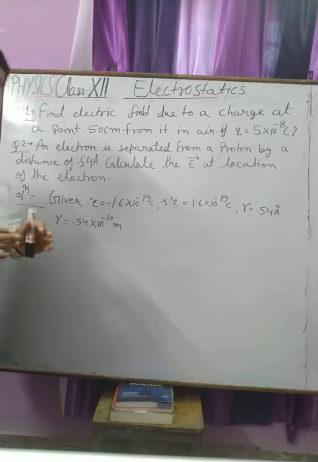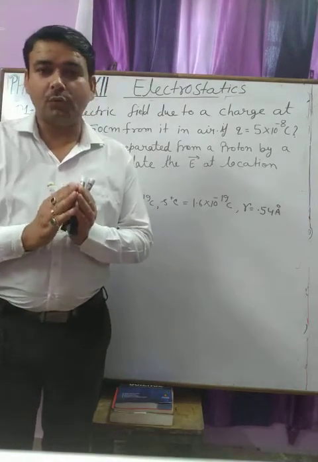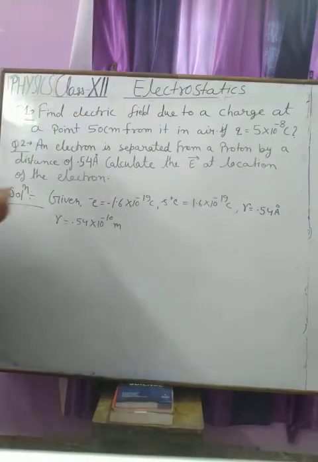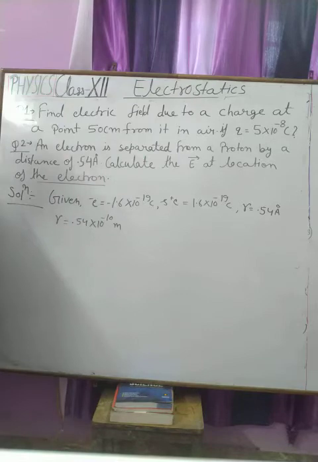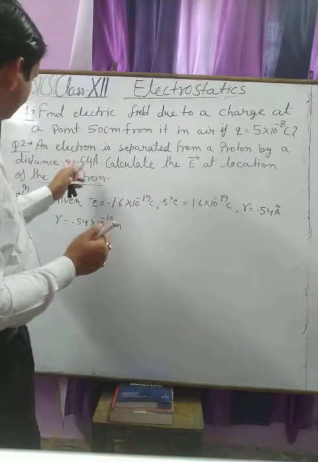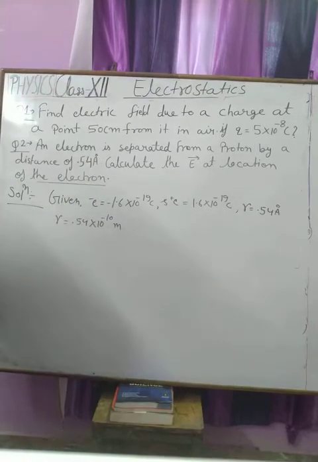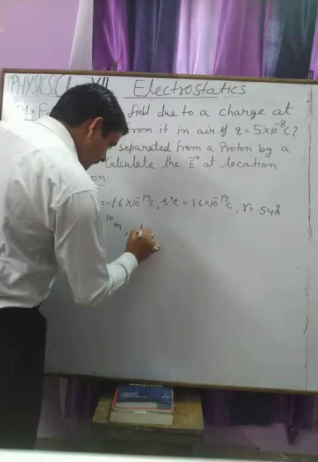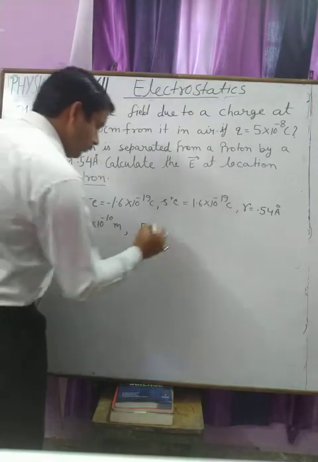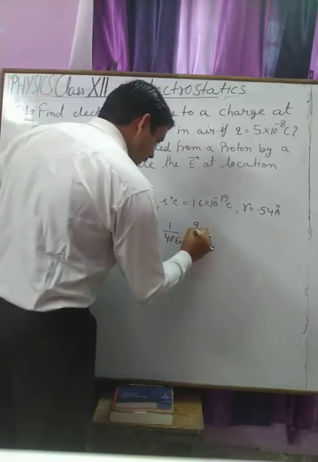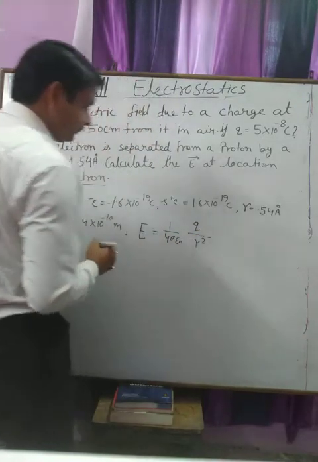So we have electric field due to a point charge, because we need to calculate here the electric field due to the electron, okay, on the proton at this distance. So we have the formula for electric field due to a point charge, that is E is equal to 1 upon 4 pi epsilon naught Q upon r square.